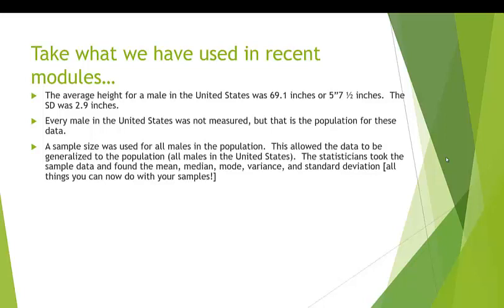The statisticians took the sample data and they found things like the mean, the median, the mode, the variance, and the standard deviation. All of these things that you can now do since we started our course. Okay? And added to that, we could add that individualized side of descriptive statistics, where we can now look at converting raw data into standardized scores, which you did in the last module, and you were able to say that you thought there were about 85% of the men in the country taller than me.